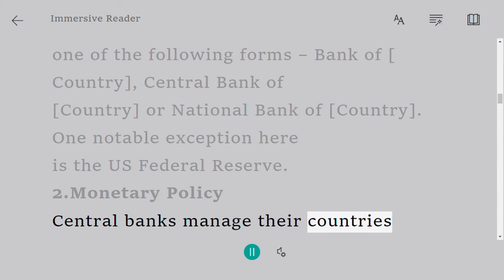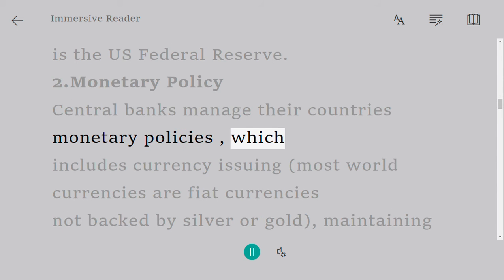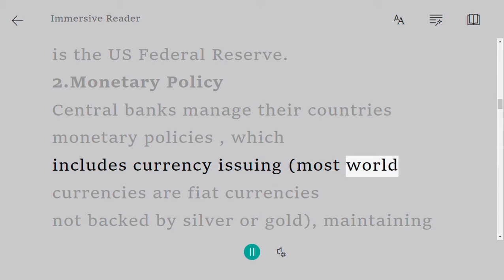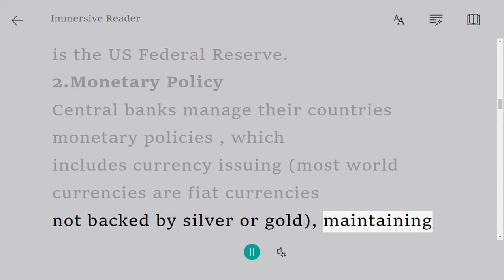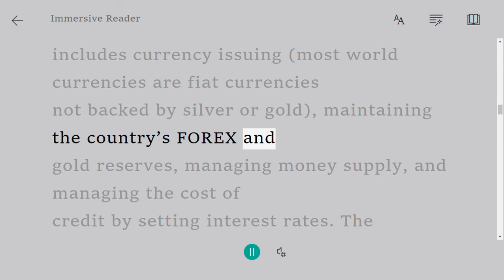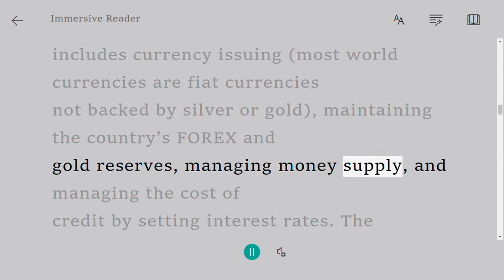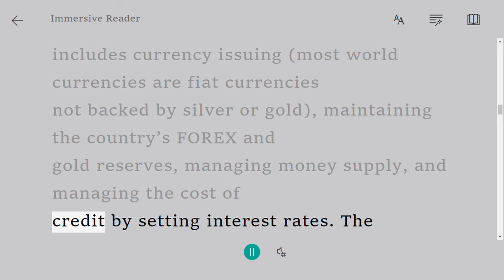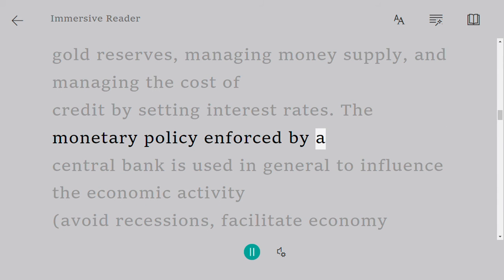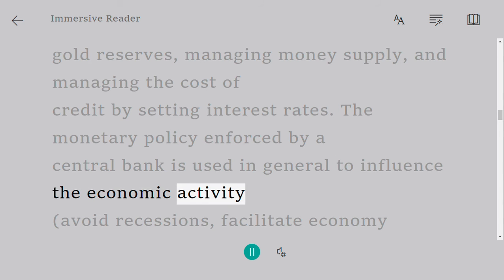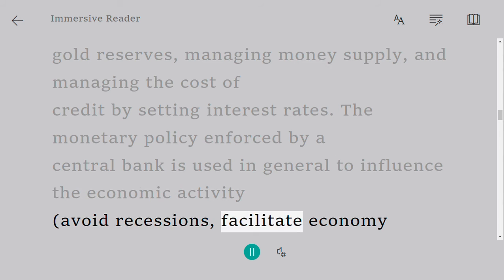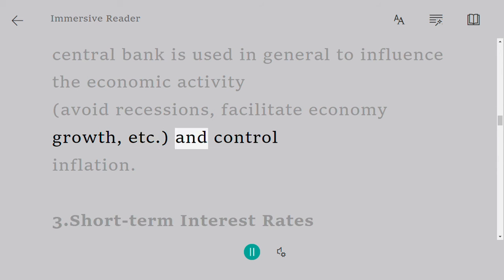2. Monetary policy. Central banks manage their country's monetary policies, which includes currency issuing. Most world currencies are fiat currencies, not backed by silver or gold, maintaining the country's FOREX and gold reserves, managing money supply, and managing the cost of credit by setting interest rates. The monetary policy enforced by a central bank is used in general to influence the economic activity, avoid recessions, facilitate economy growth, etc., and control inflation.